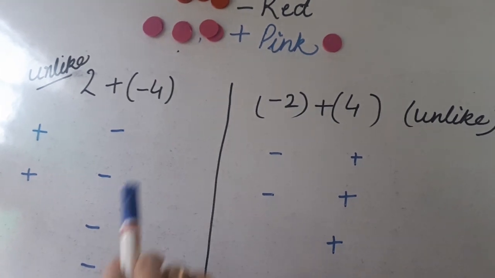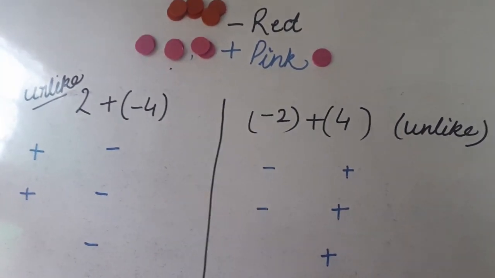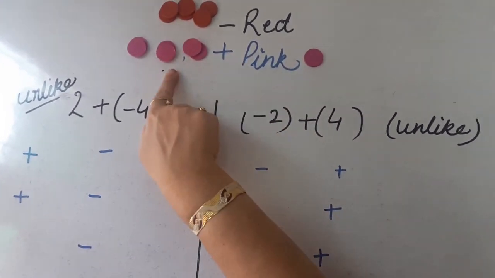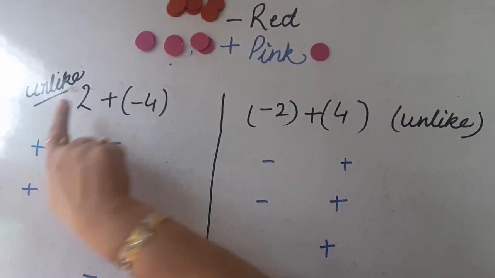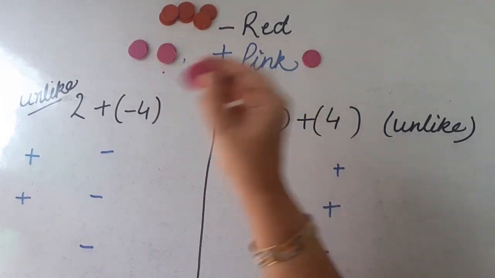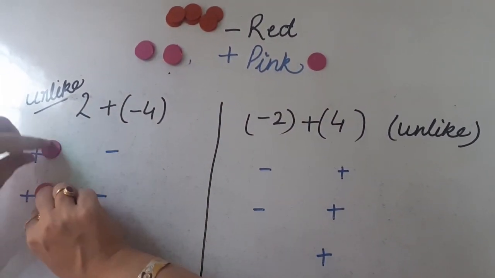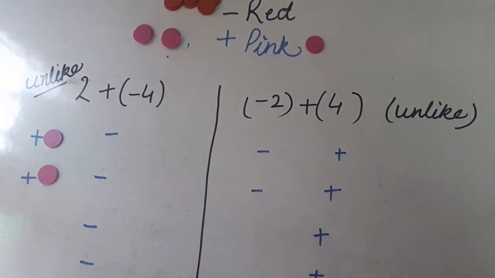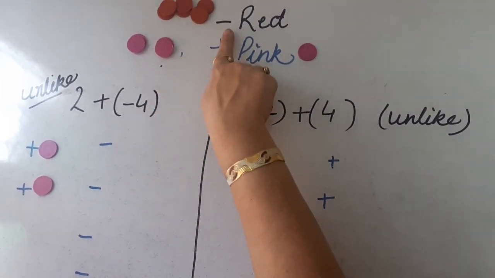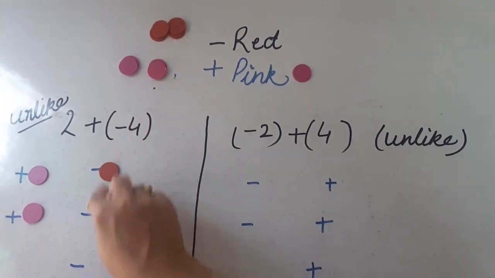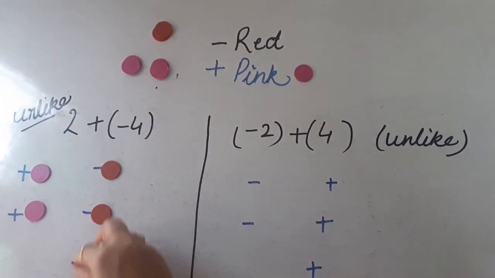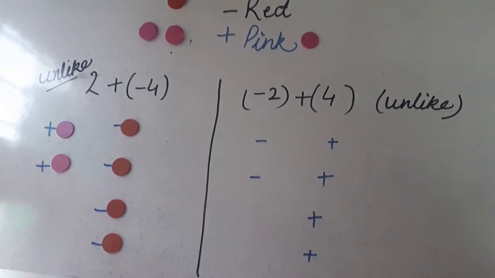As I told you, negative stands for red and positive stands for pink. Now 2 is with plus sign. So I will take 2 pink because pink stands for plus sign. Minus 4. Minus means red. I will take 4 red. Now, what would be the answer?